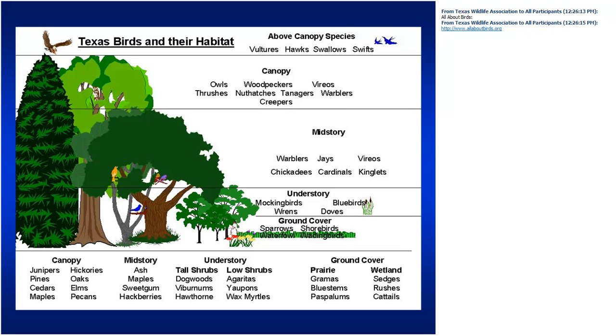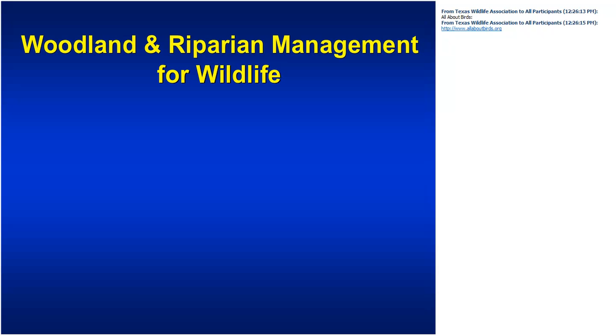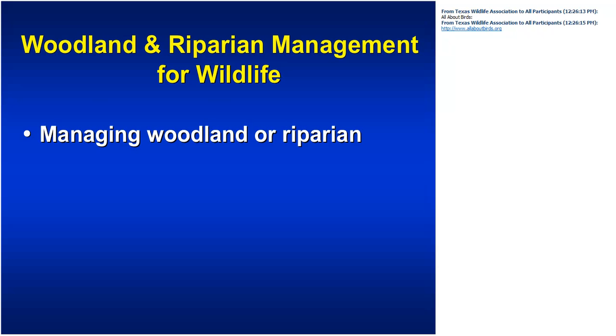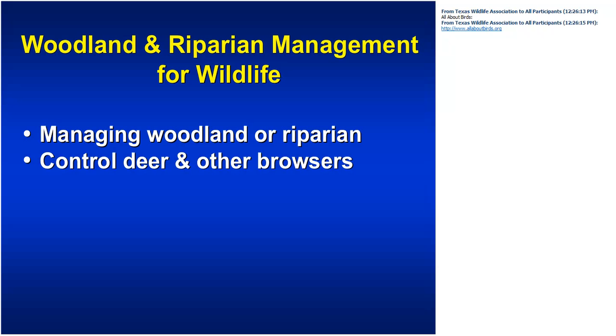We're going to start by talking about woodlands and riparian areas. Managing, one of the important things on your property, even though deer may not be the focus of your management, is that they may be important as a browser and an animal to control.